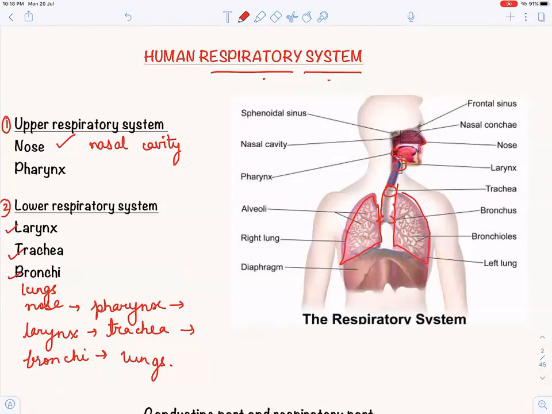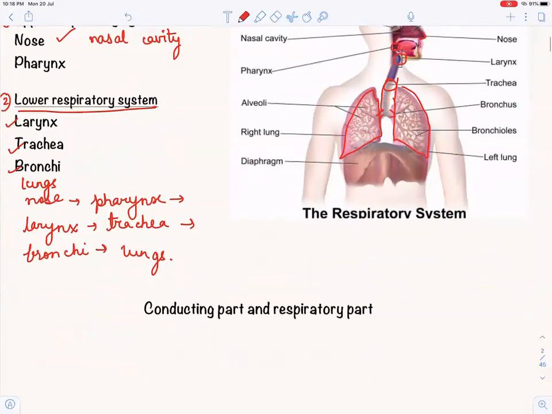So basically, now we'll divide this lower respiratory system into two parts.